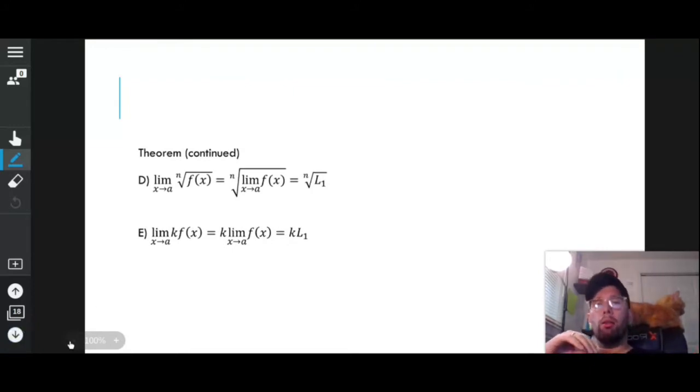Now, this is saying if you have a cubed root, square root, whatever, you're allowed to move the limit inside. So it might be beneficial at times for you to do that. Now, right now, it doesn't seem so obvious. And when we do some practice problems, we'll probably do that. But, this is saying that we're allowed to do that. And E was basically saying, I already mentioned E before.